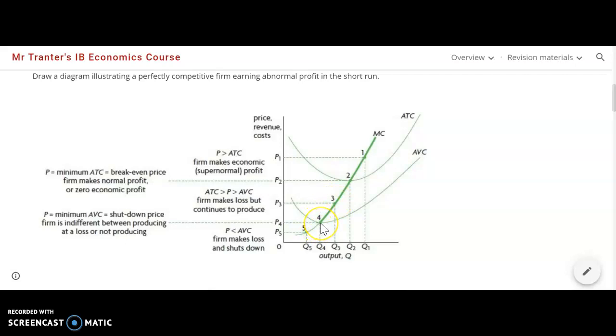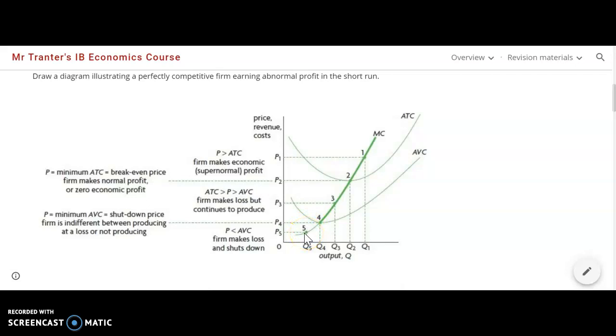Point 4 is where the price is equal to the average variable cost. Therefore, they are making negative economic profit or a loss, and the loss is equal to the fixed cost. If they continue operating, their loss is equal to their fixed cost. If they shut down, their loss is equal to their fixed cost. So whichever they do, the loss will be the same. Therefore, it's up to them whether they shut down or continue operating.